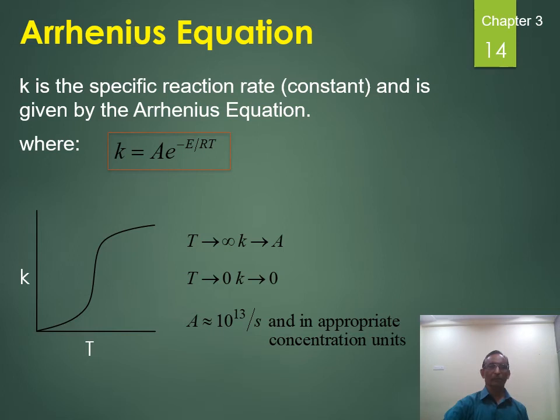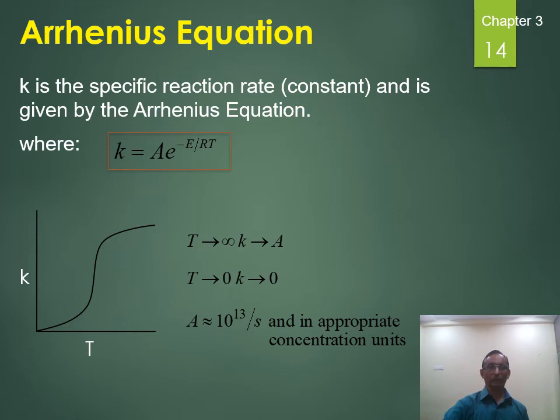So remember this Arrhenius equation: small k equals A into e raised to minus E by RT. E is the activation energy, R is the ideal gas constant, T is the temperature in Kelvin. So here it is mentioned that if you plot k against T, in the next slide it is shown, you are going to identify the activation energy.